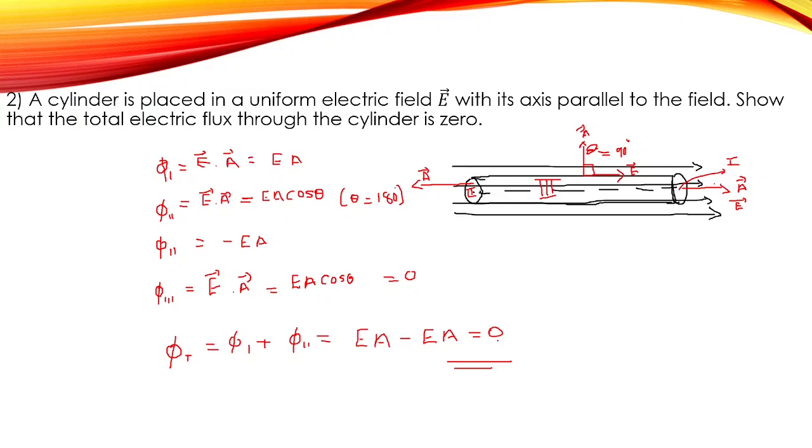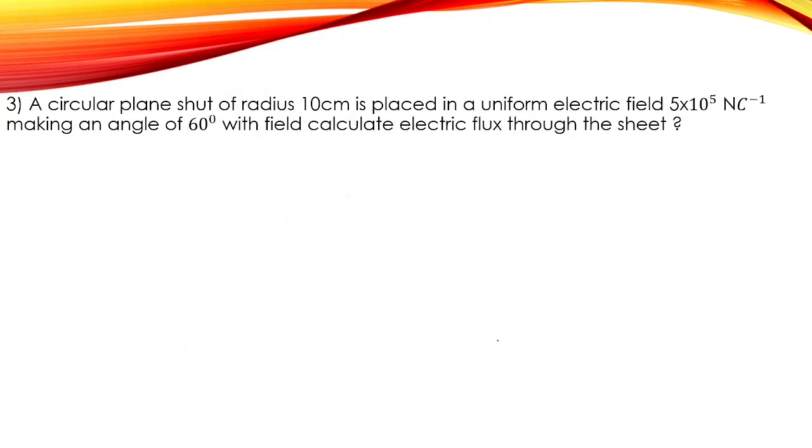Okay, we have completed our second question also. There is one more question remaining. After that, we will end this class. Okay, so our third question: a circular plane sheet of radius 10 cm is placed in a uniform electric field 5 into 10 raised to 5 Newton Coulomb inverse, making an angle of 60 degrees with the field. Calculate the electric flux through the sheet.